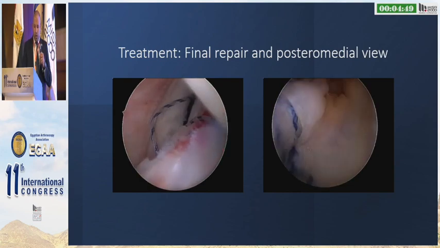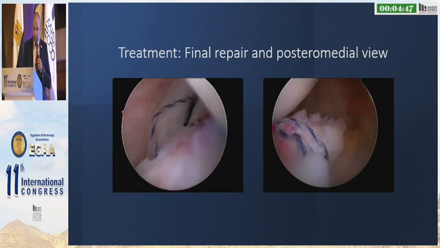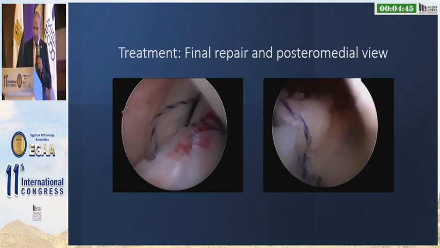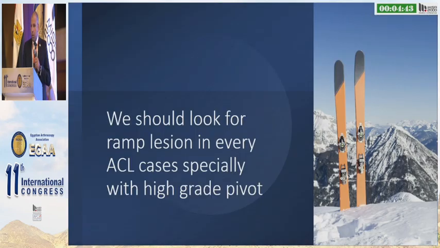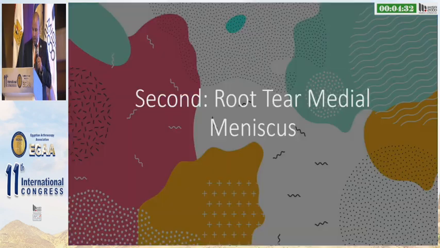You can take one suture or two sutures according to the lesion size. So we should look for every ramp lesion in every ACL, especially with high-grade pivot shift and male patients. In acute cases, it will be very obvious. In chronic cases, it could be missed.